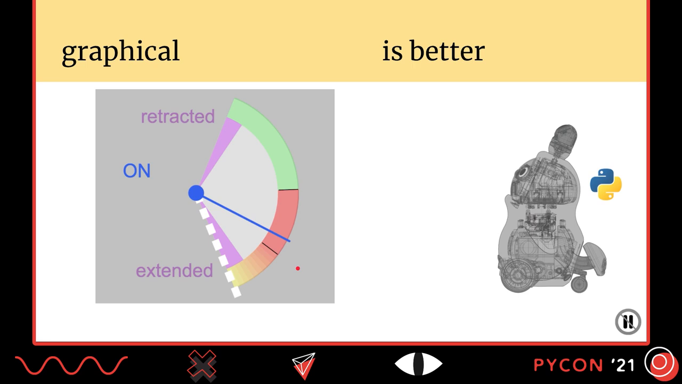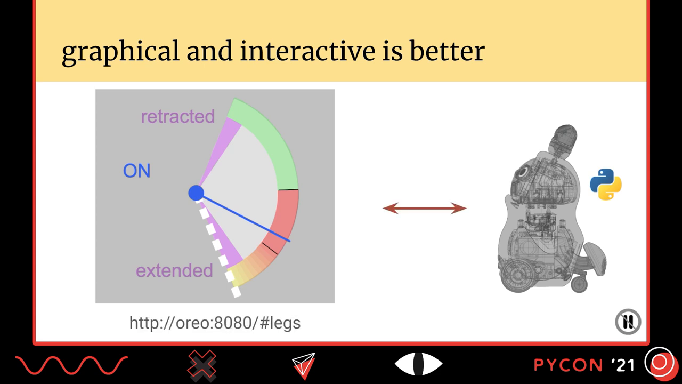But we can take this even further and say, well, this can be interactive as well. So let's say I can have a manual control mode where I can drag this white dotted line and set the requested leg position and basically tinker with my state machine and see how it responds this way. And in this case as well, ideally we'd like to have remote access so we can just pop up this display on demand.